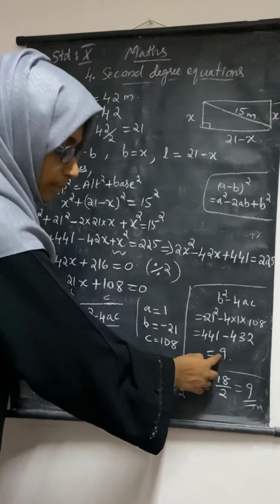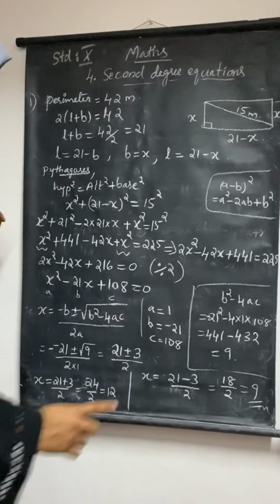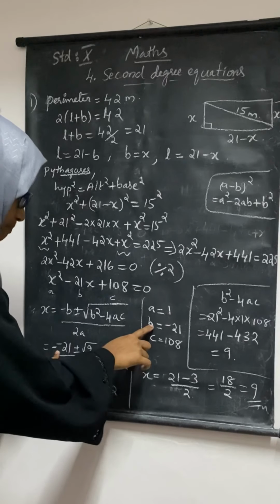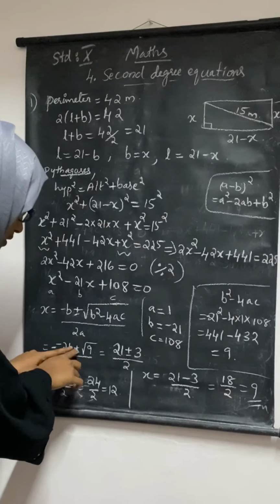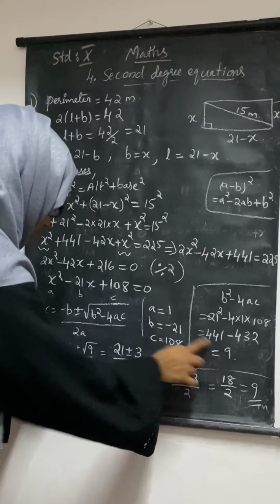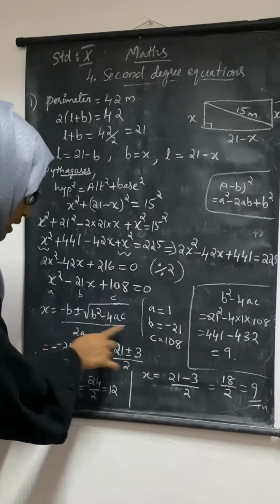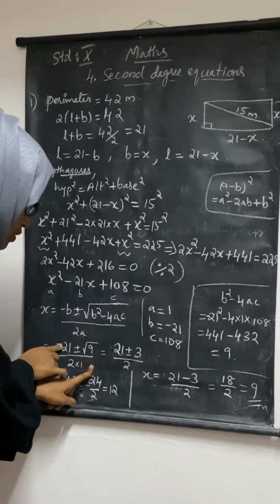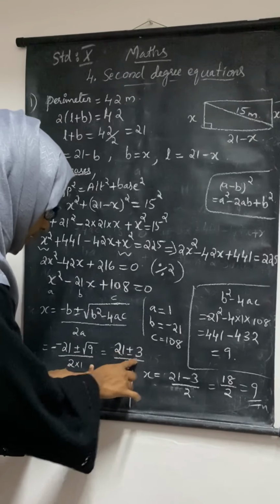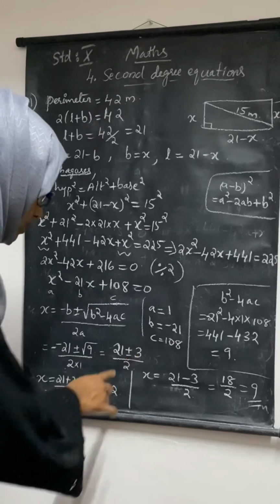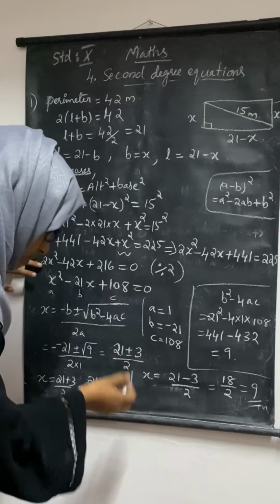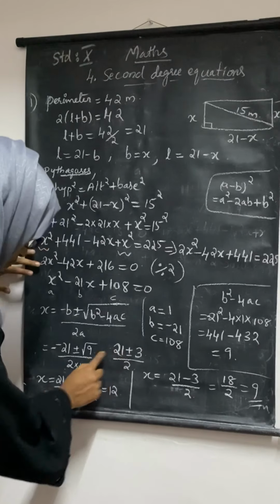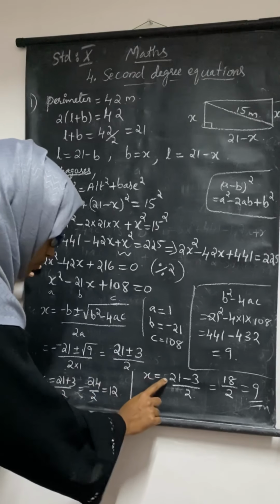So this is a positive number, which means you will have two solutions, so you have to substitute here. Minus b means minus of −21, plus or minus the answer already got, root 9, by 2a, that is 2 into 1. Minus minus becomes positive: 21 plus or minus 3 by 2, since the square root of 9 is 3. So you will get two solutions: 21 plus 3 by 2, and 21 minus 3 by 2.